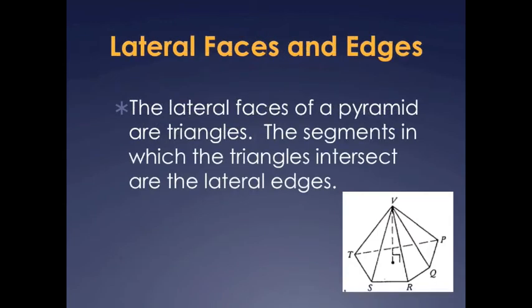Lateral faces and edges. The lateral faces of a pyramid are triangles. The segments in which the triangles intersect are the lateral edges. So for instance, TV is a lateral edge, SV, RV, QV, and PV are all lateral edges.